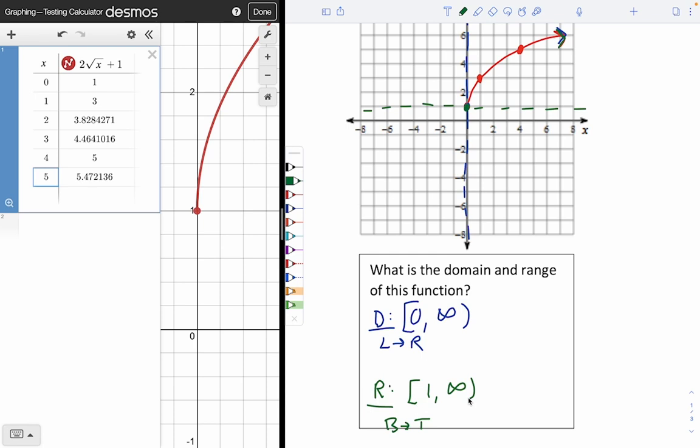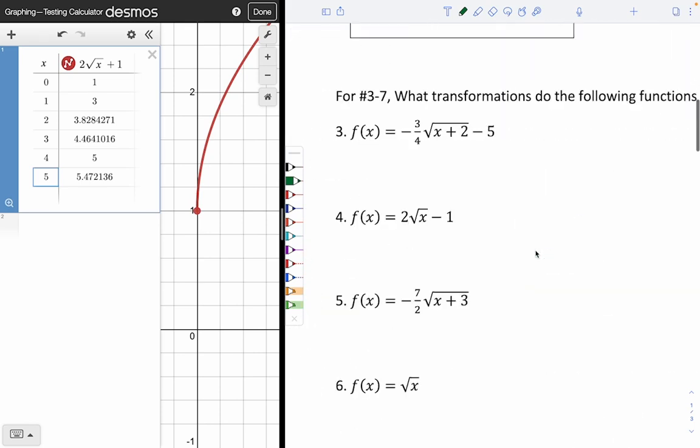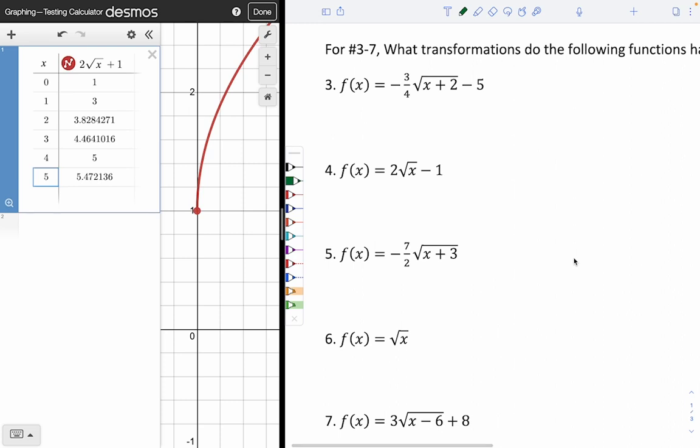All right. So now you've got your domain and range. So graphing and domain and range is on there. Next, transformations.